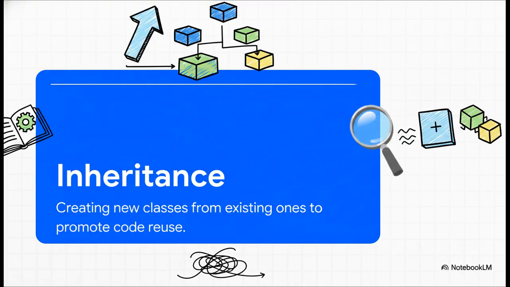Next up, inheritance. This one is all about not reinventing the wheel, literally. Let's say you've already designed a car. It has wheels, an engine, seats. Now you want to design a sports car. Instead of starting from scratch, you can say the sports car inherits everything from the base car, and then you just add the cool new stuff, like a spoiler or a turbo. It's all about code reuse.